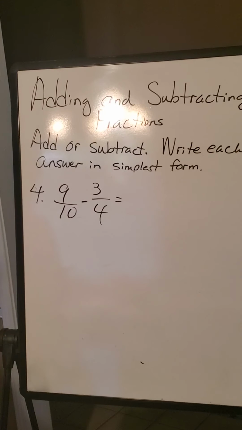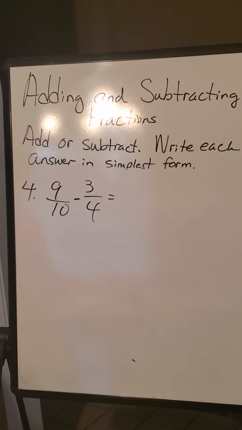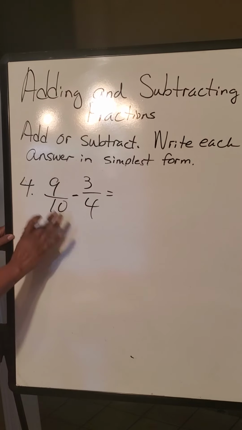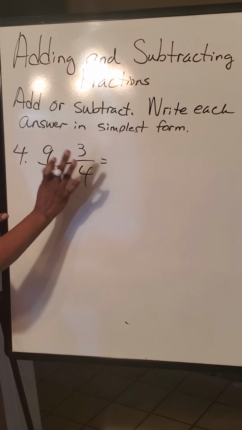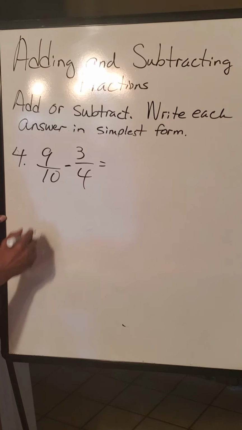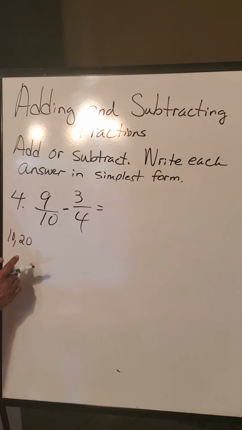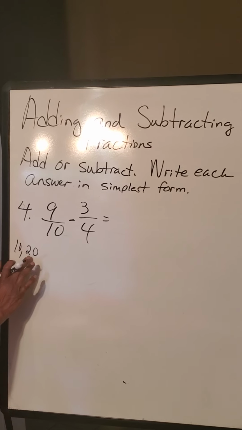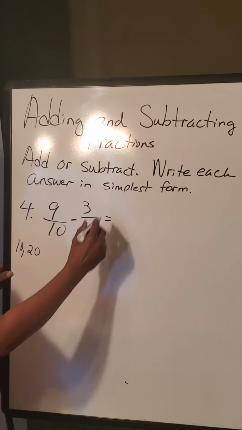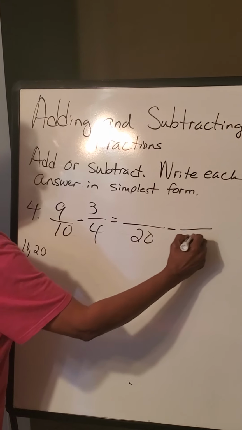Again, these are unlike denominators, so I need to find the LCD. All right, so one thing I could do is I could count by 10 until I can get to a number that is divisible by 4. So if I count by 10, I get 10, I get 20. Well, 4 times a number will give me 20, so that means that my least common denominator is 20. So I'm going to rewrite these with a denominator of 20.